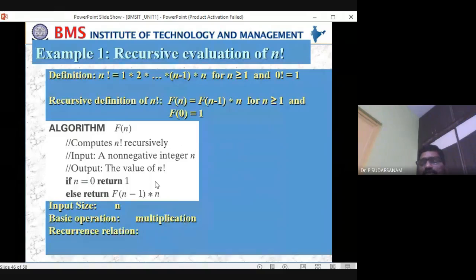Next, all of you write. The first one is input size. I have written here n. I had already written it below, but seeing that also Sunil didn't say it. Basic operation is multiplication. And the third one is what?